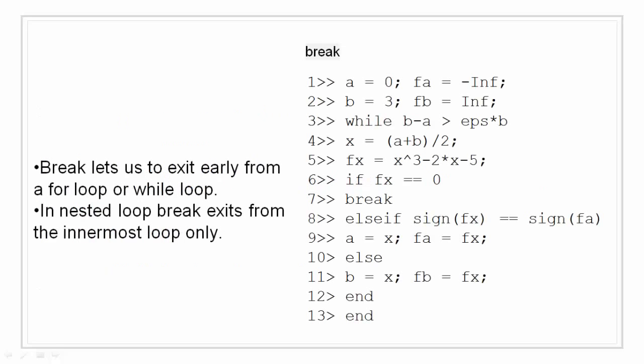The break statement. The break statement lets you exit early from a for loop or a while loop. In nested loops, the break exits from the innermost loop only. So here in this example, we have a break statement inside the while loop inside an if condition. So whenever this break is encountered, the whole loop is broken and it comes out of the loop.